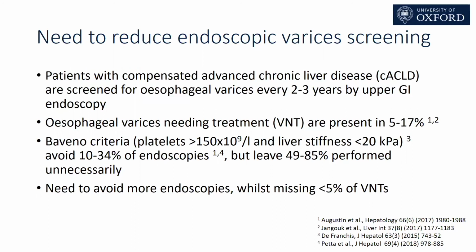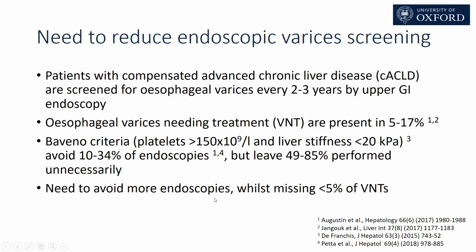And this is something that is being addressed, and the Baveno has introduced this criteria where they advise that if a patient has platelet count more than 150 and liver stiffness less than 20, then endoscopy can be avoided. And these measures can avoid up to a third of endoscopies, but still leave a high proportion of patients having endoscopies unnecessarily. So there is a need to avoid more endoscopies while missing not very many varices needing treatment.